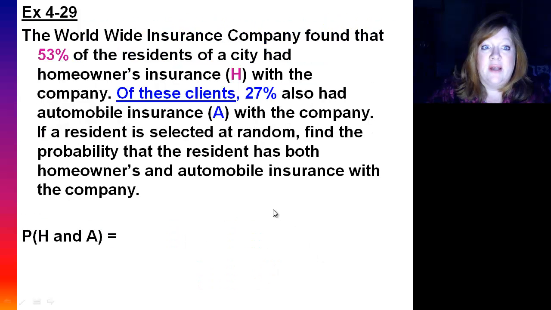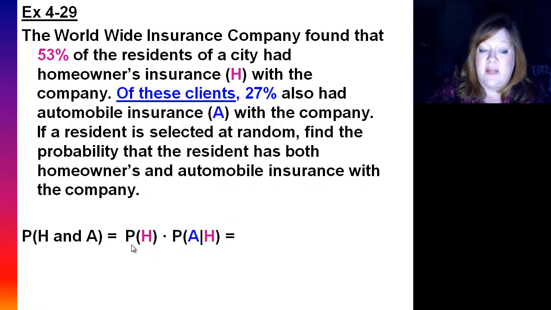Let's move on. Worldwide Insurance Company found that 53% of residents of a city had homeowners insurance with the company. Of these clients, so that's important, they're saying these people who had homeowners insurance also had auto insurance with the company. So that's both things. If a resident is selected at random, find the probability that a resident has both homeowners and automobile insurance with the given company.